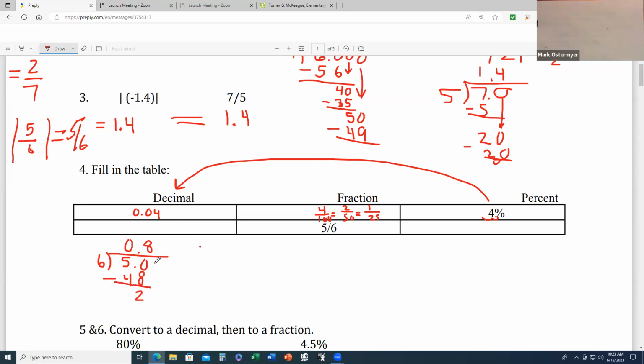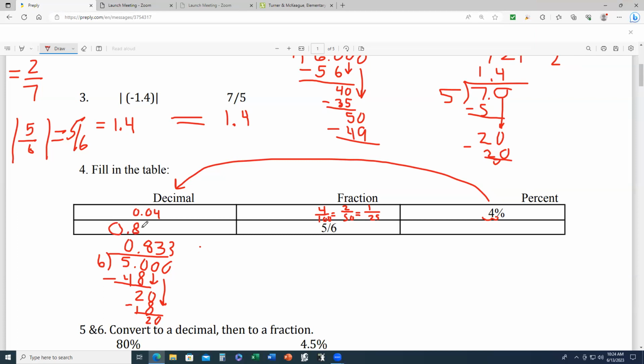2. Add a 0, drop the 0 down. 6 goes into 20 how many times? 3 times. 20 minus 18 is what, 2? Yes. Well, you see what's going on here? This is going to be a repeating decimal, right? Yes. 0.83333333. The 3 repeats, correct?